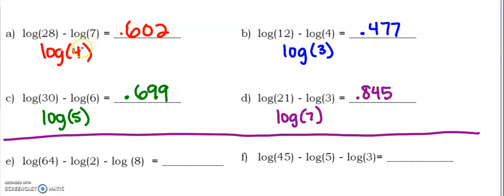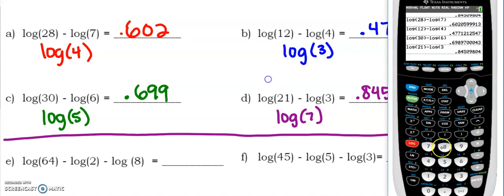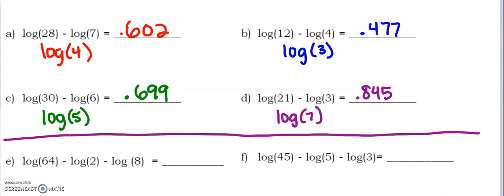28 divided by 7 is 4. 12 divided by 4 is 3. 30 divided by 6 is 5. 21 divided by 3 is 7. Well, then let's look at these longer ones. So this one, I have log of 64 minus log of 2 minus log of 8, I ended up with that 0.602, which really is the same thing as log of 4.